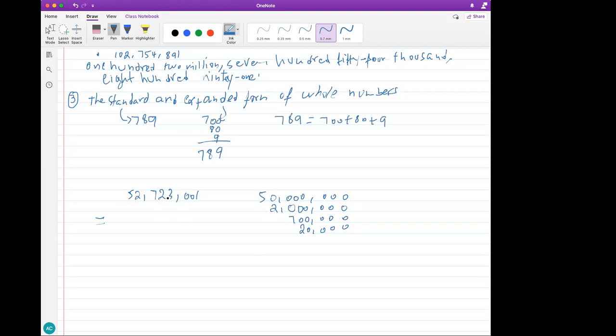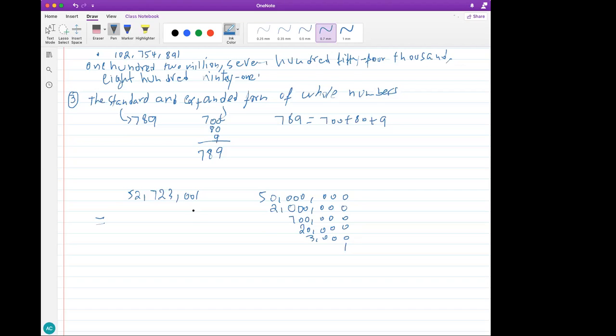Yeah, exactly. We still have to put the 3,000 there. 30,000. What else? We don't have anything here. Where does this one go exactly? All the way to the end, that's right, to the right.